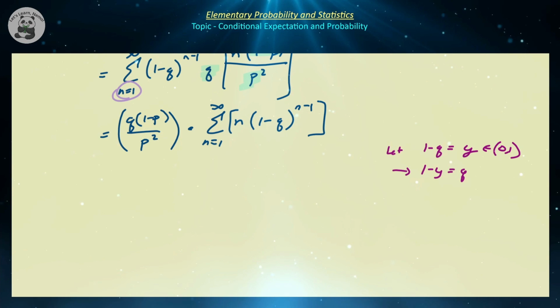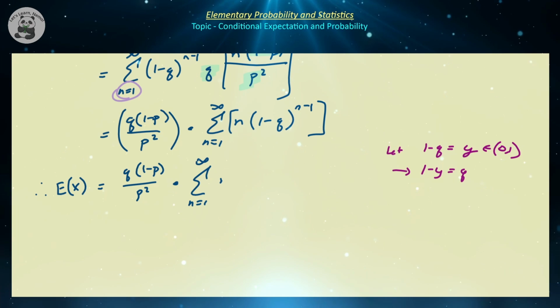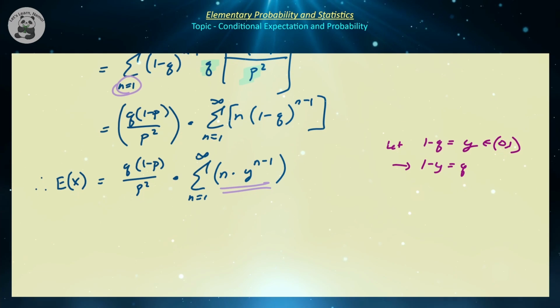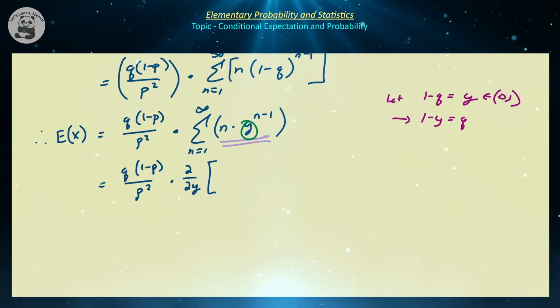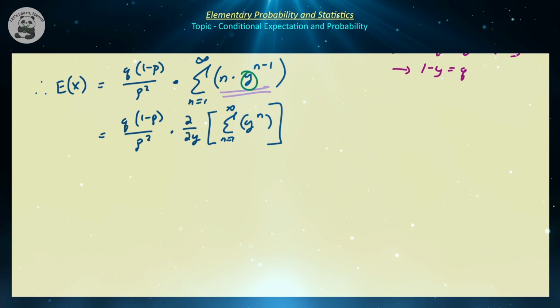If I rewrite this, then the expected value of x will be equal to q times (1 minus p) all over p squared times the sum from m equal to 1 to infinity of m times y to the m minus 1. And if you notice, this is just the power rule for derivatives with respect to the variable y. So if we rewrite this in terms of differentiation, and then factor out that differentiation operator, this is just the derivative with respect to y of the sum from m equal to 1 to infinity of y to the power of m. So that's actually really, really nice.